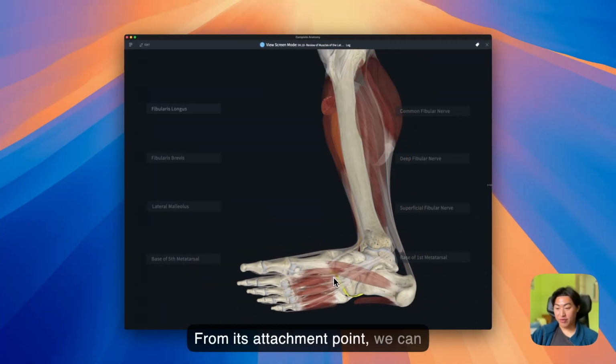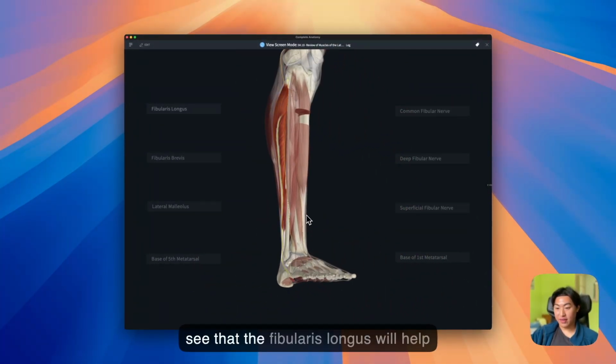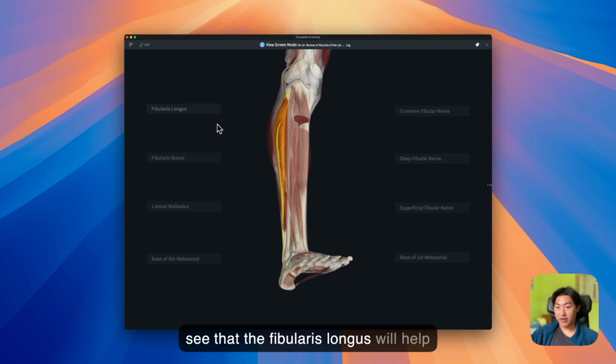And from its attachment point, we can see that the fibularis longus will help with plantar flexion because it runs underneath the foot. But the main function of the fibularis longus is for eversion, to bring the foot or rotate the foot outwards laterally.